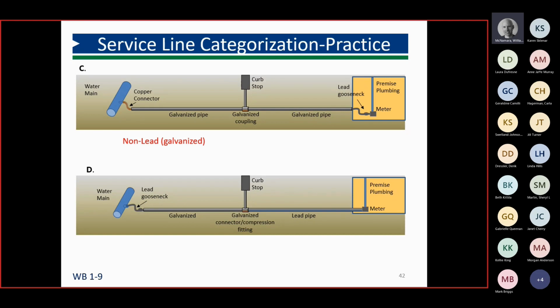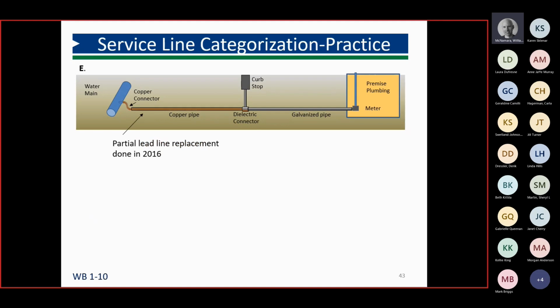Okay, lead gooseneck, galvanized line, and then a lead pipe. How about this one? Patty K said lead. I agree. This one's kind of confusing because it could also be GRR, but really lead trumps everything. So if there's lead on the line, it's going to be a lead category.